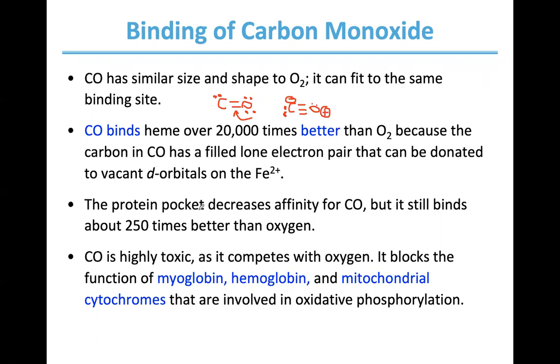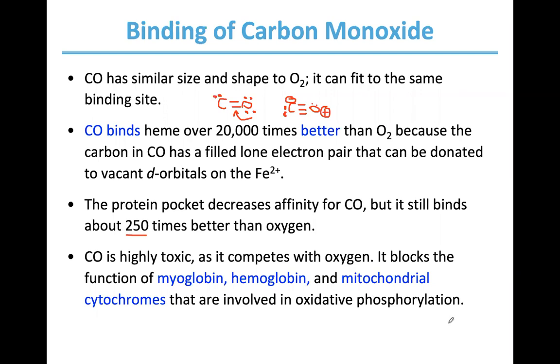But when you put the heme into a protein, that will decrease the affinity for carbon monoxide, but it still binds about 250 times better than oxygen. It's highly toxic as it competes with oxygen, blocking the function of myoglobin, hemoglobin, and mitochondrial cytochromes that are involved in oxidative phosphorylation.